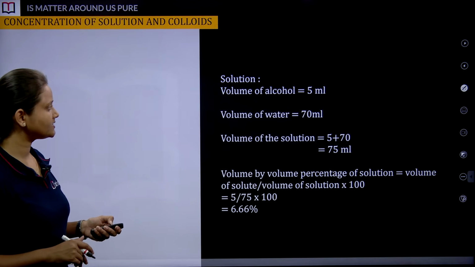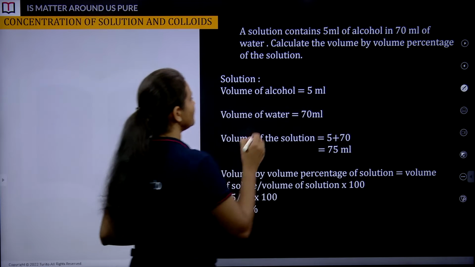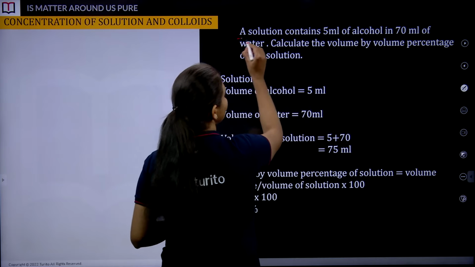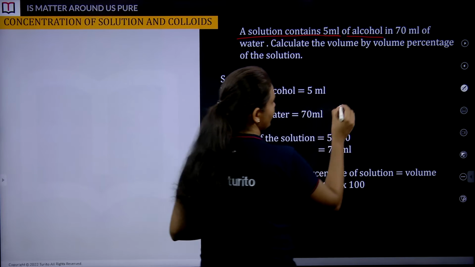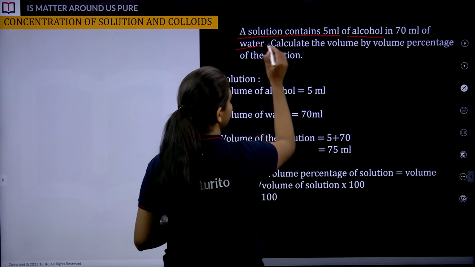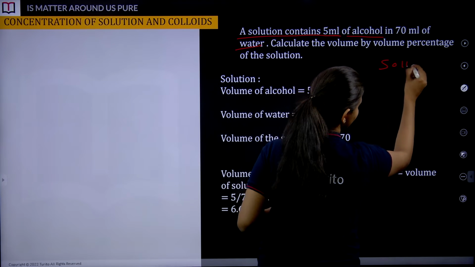Let's move ahead towards the next problem, students. So focus on the problem. A solution contains 5 ml of alcohol in 70 ml of water. So I know it's a solution of alcohol in water.